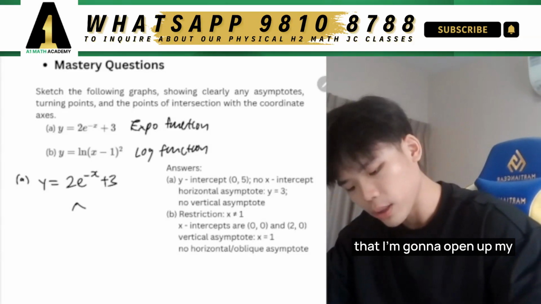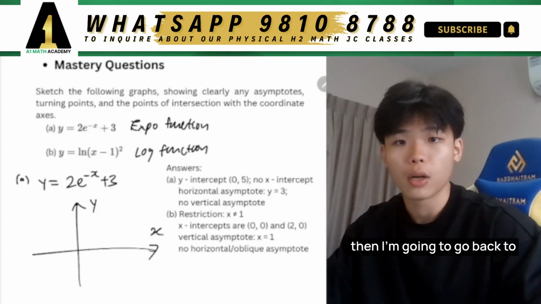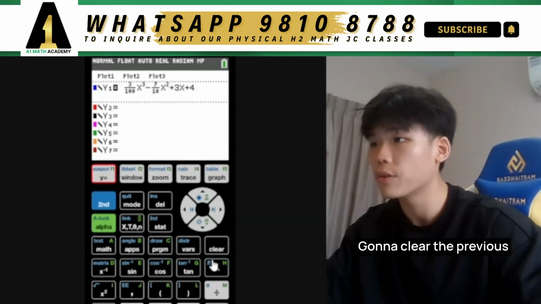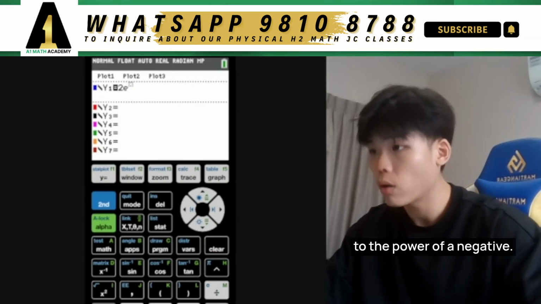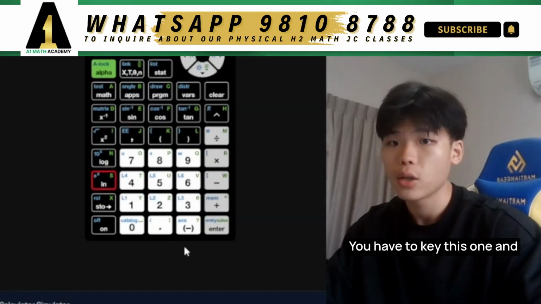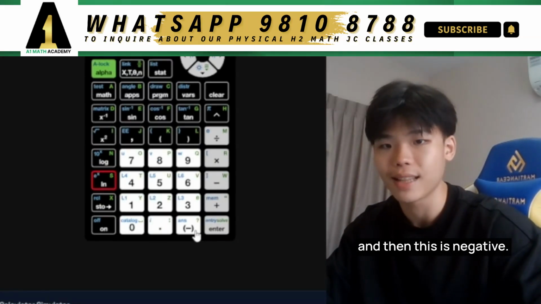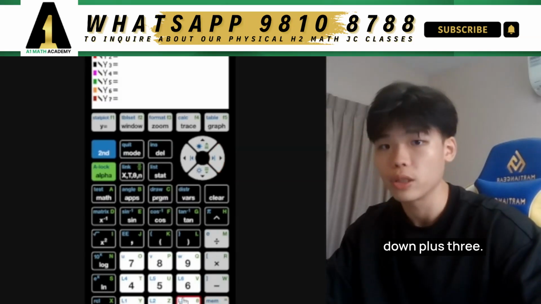So first thing I'm going to do is open up my x and y axis over here. And then I'm going to go back to my GC and actually sketch it. Alright, so I'm just going to come back here. I'm going to clear the previous example. Now I have 2, and then here I have e to the power of a negative. Note that for negative, you have to key this one and not this, because this is minus and this is negative. Okay, negative x, then bring down plus 3. Okay, I'm just going to graph it.